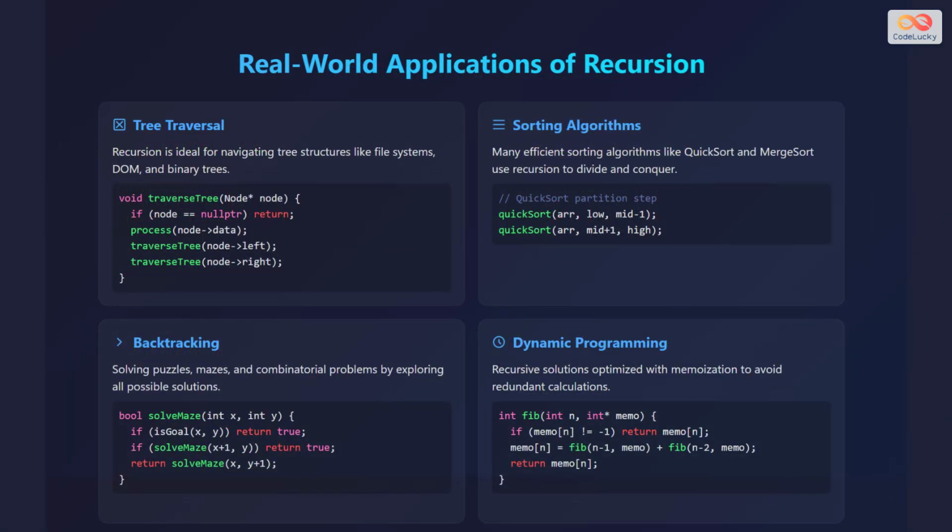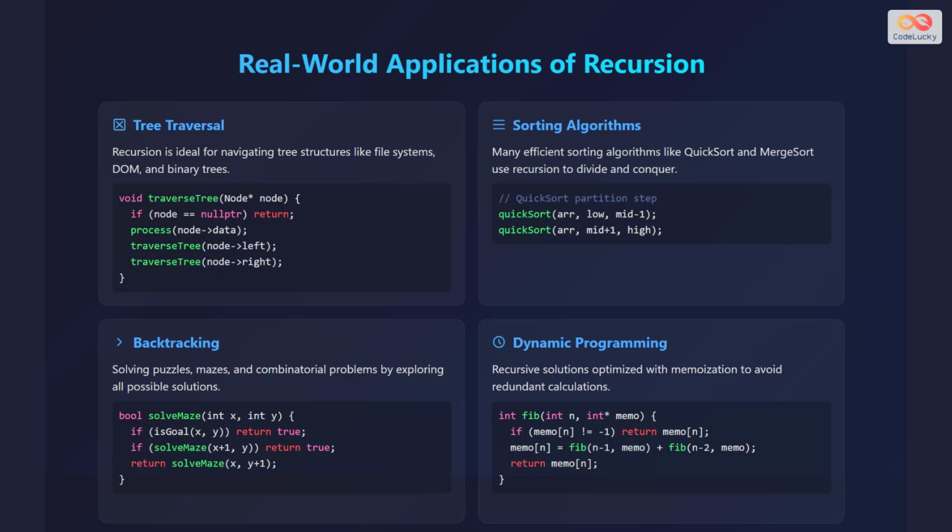Recursion has several real-world applications. The first application is tree traversal. Recursion is ideal for navigating tree structures like file systems, document object model, and binary trees. Here's an example. We have a function traverse tree that accepts a node pointer as a parameter. If the node pointer is equal to null pointer, the function returns nothing. Otherwise, the function processes the data of the node and recursively calls traverse tree with the left and right children of the node.